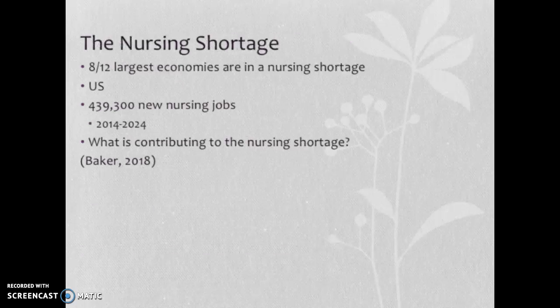The nursing shortage. So 8 out of the 12 largest economies are in a nursing shortage. The U.S. has a third of its needs met. There was a prediction for over 400,000 new nursing jobs needed between 2014 and 2020. So this is a question I'm asking myself: what's contributing to the nursing shortage? That can be stressful work. The age of nurses is increasing and then they're getting out of nursing. There's a low professional status in some places, and that can all contribute to the nursing shortage.